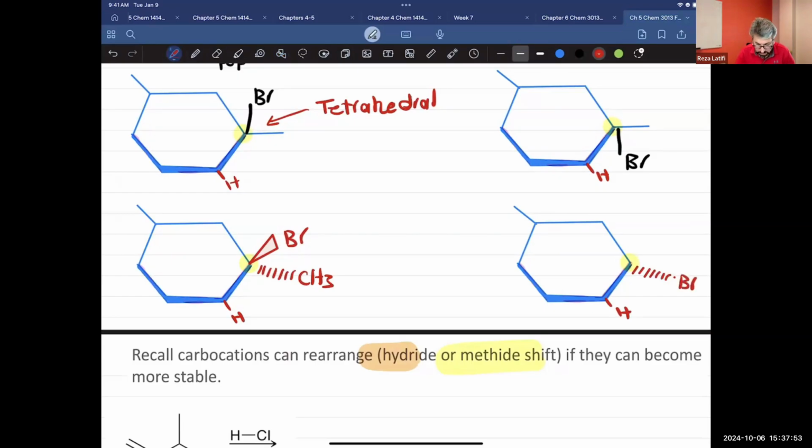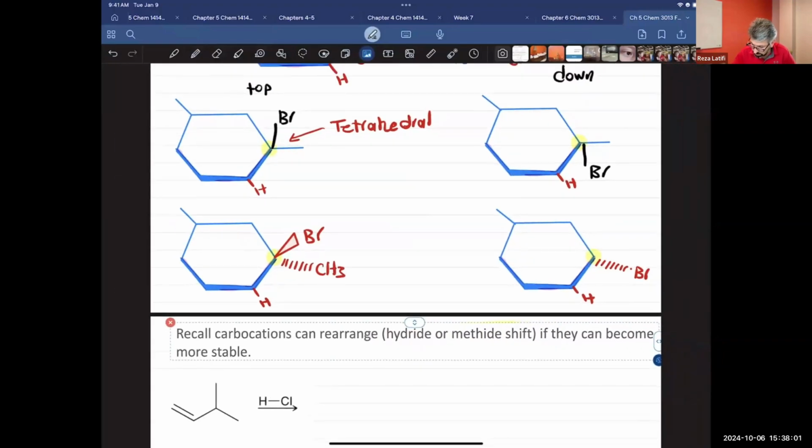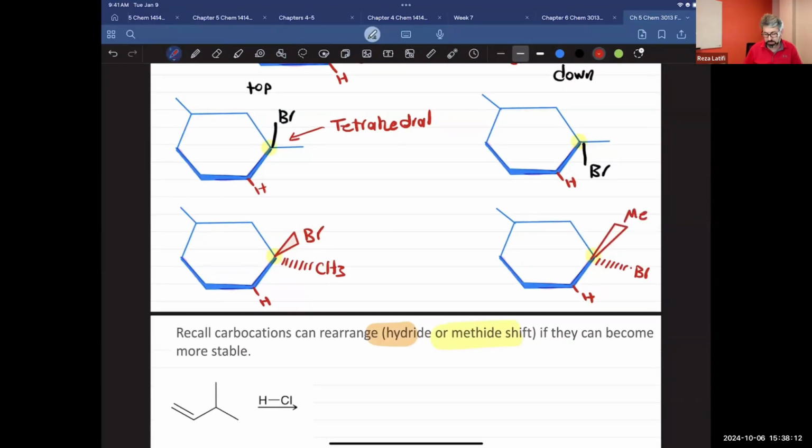This is going to be a bromide, and methyl this time will be up. This is the methyl group, or CH3. Okay, let's assign the configuration. Now we've got the stereocenter, and we need to assign it. So I've got the stereocenter there.